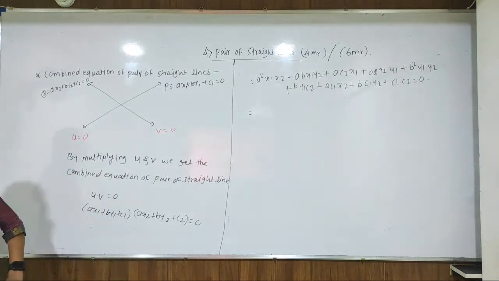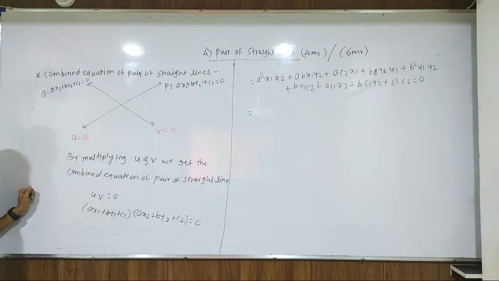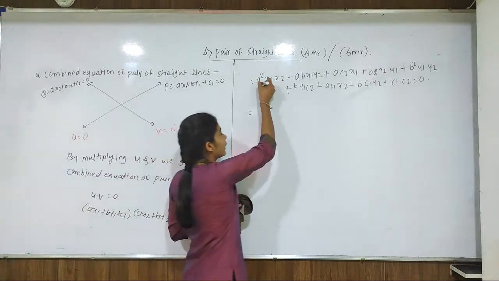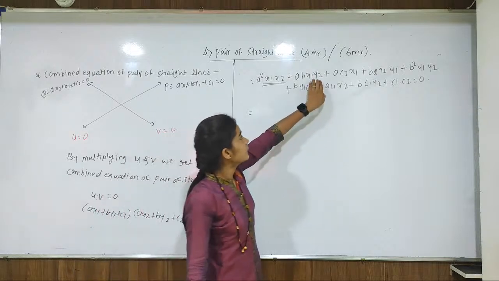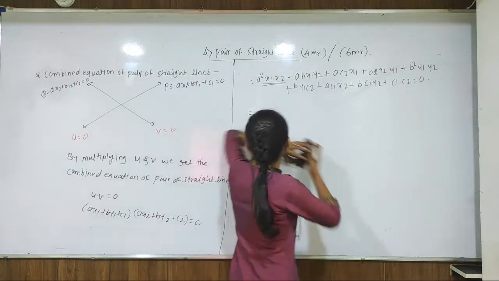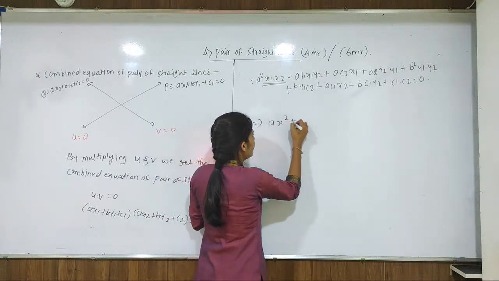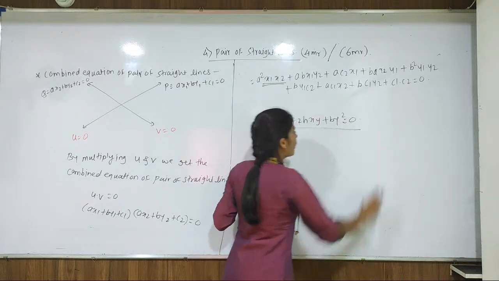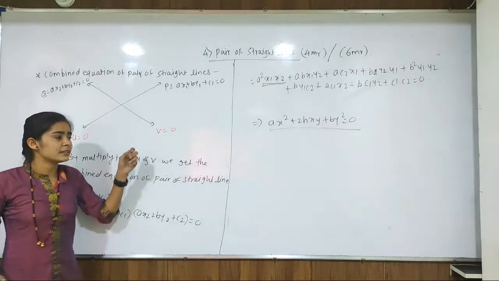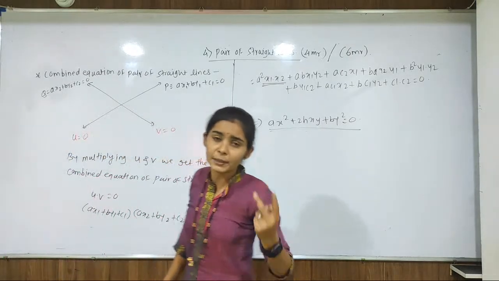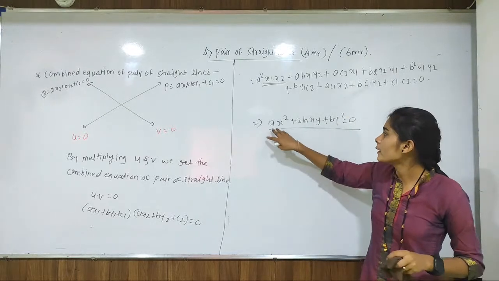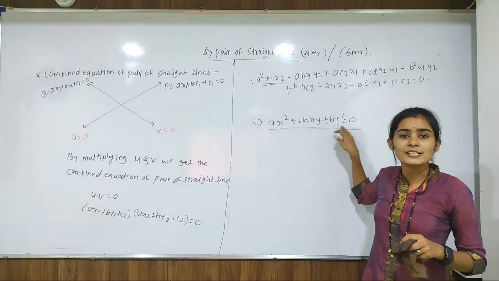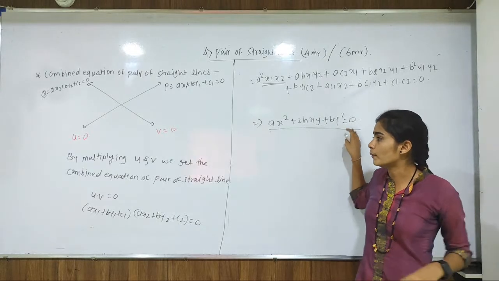आता या दोघांचं मल्टिप्लिकेशन केलं, मग मल्टिप्लिकेशन नंतर आपल्याला काय भेटेल? Quadratic equation. Okay, काय भेटेल आपल्याला quadratic equation. If we consider this x1 into x2 is x square. Here it is 2hxy, means it is of the form a x square plus 2hxy plus b y square is equal to 0. So this is our quadratic equation. So combined equation म्हणजे काय, जेव्हा आपण दोन इक्वेशन मल्टिप्लाय करू, if we multiply two equations then it is of the form a x square plus 2hxy plus b y square is equal to 0. Means simply we have to multiply u and v.